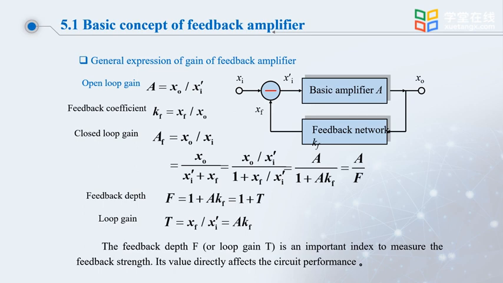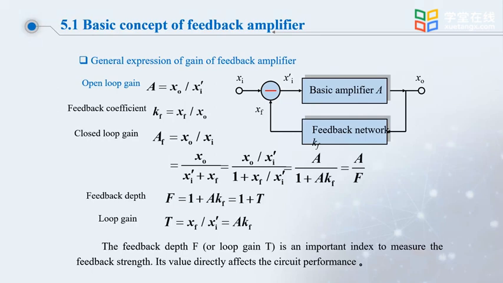That is, the closed loop gain equals the open loop gain over the feedback depth F, or the closed loop gain equals the open loop gain A over 1 plus the loop gain T. These expressions are relatively simple to calculate, but when you first get to touch these symbols, you need to write them down.